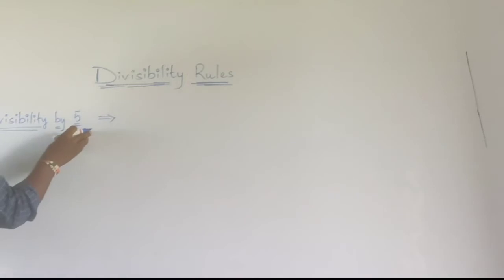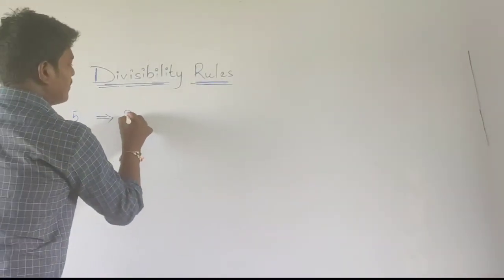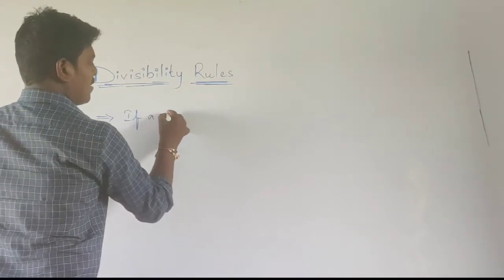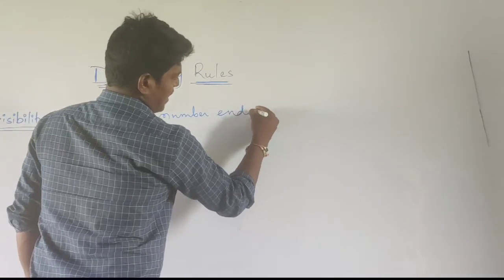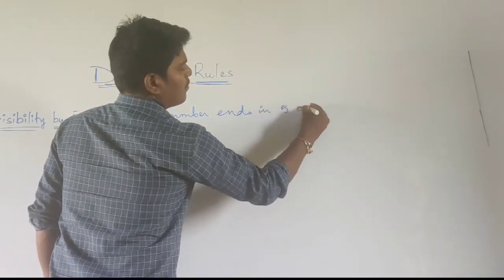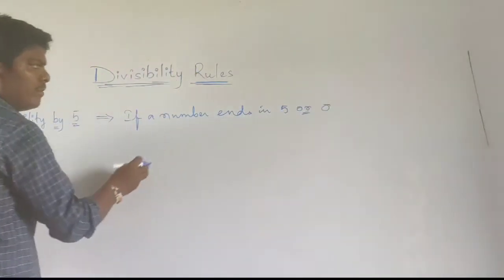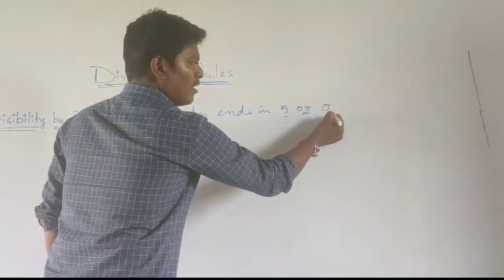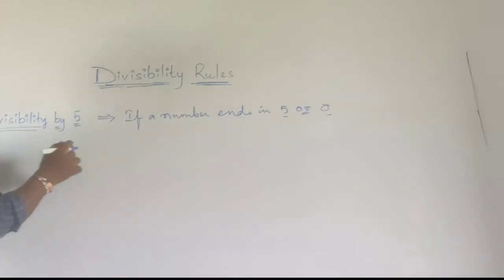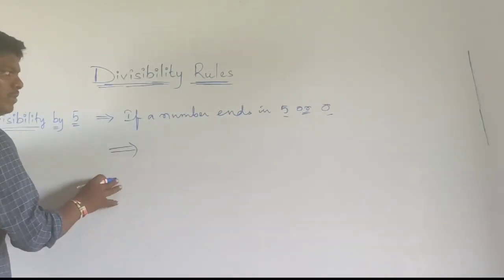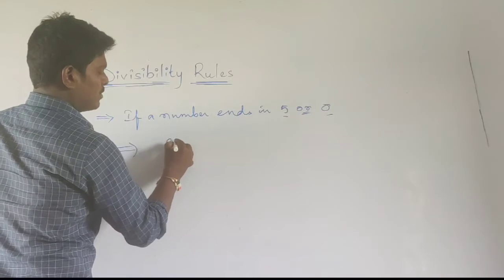So, divisibility by 5. It is very simple. If any number ends in 5 or 0 in the ones place, that number is divisible by 5. So we take one example.